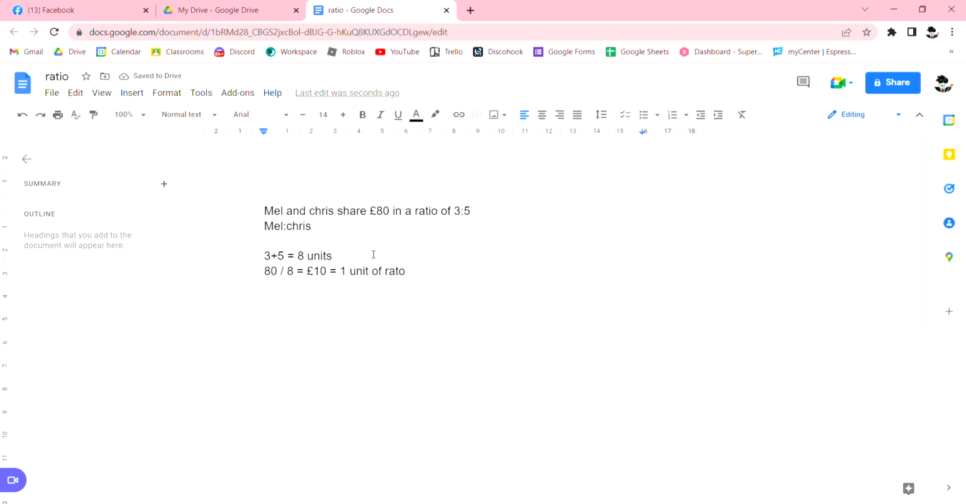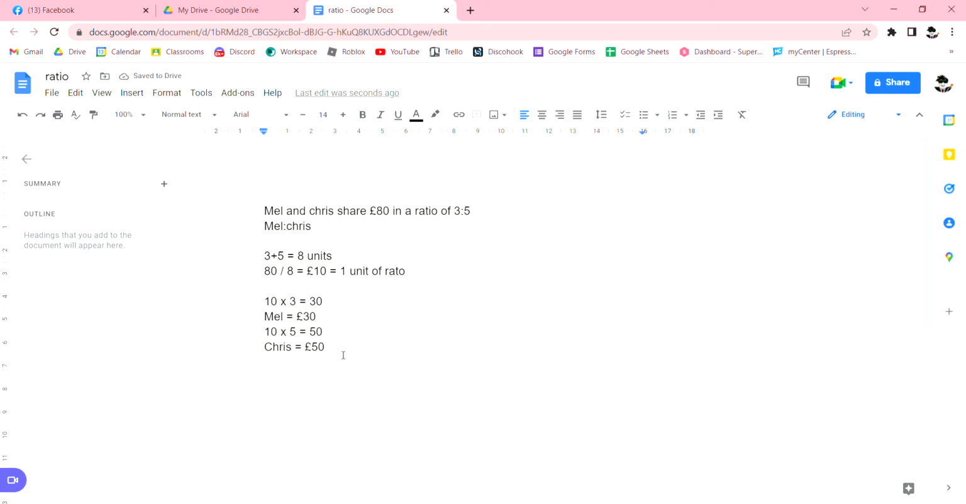So Mel will have 3 units, so do 10 times 3, that's 30. So now we know that Mel has £30. And then the other one's pretty straightforward, it's 5 units, so you do 10 times 5, which is 50, and then Chris will have £50. Obviously you'll have to show your working, so something similar to this. But that's a basic ratio.